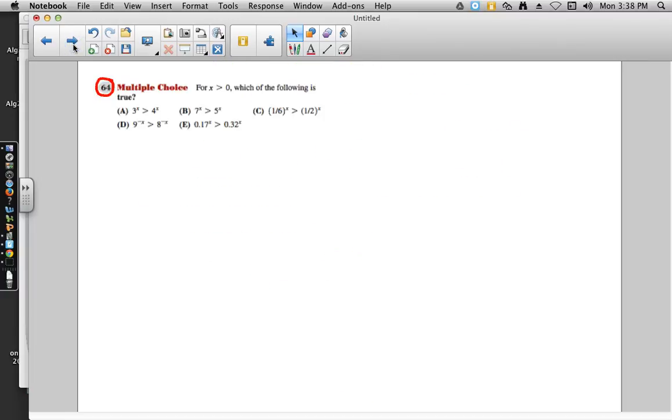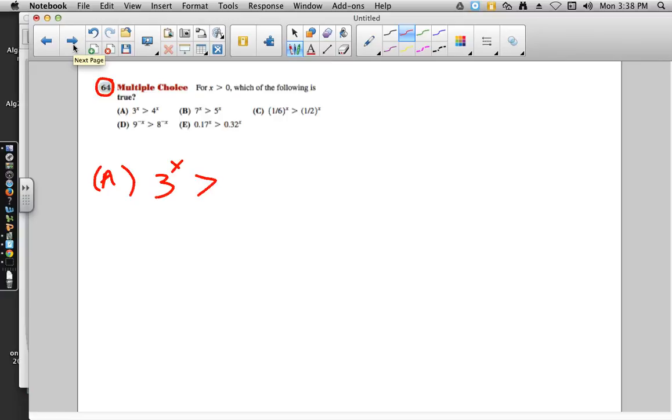Next up, number 64. For x greater than 0, which of the following is true? All right, so what we want to do is think, if our x here, which in all of these cases is the power, is greater than 0, which of these is actually going to make sense? And in A, we're saying 3 and 4 to the same power, but it has to be positive here. So 3 to the first has to be greater than 4 to the first. Well, right away, we could see that that one's not true. All we had to do was try one number there.